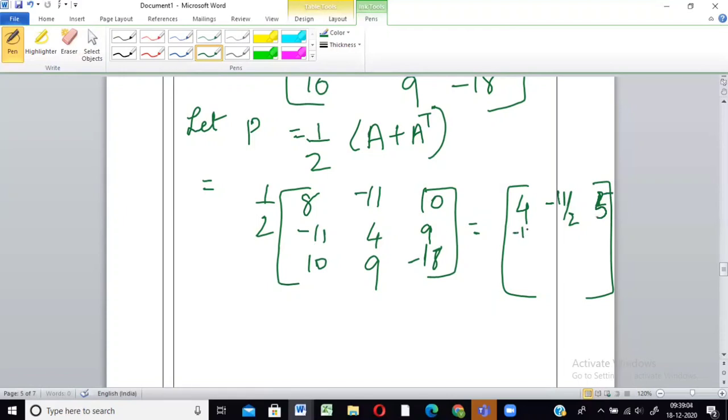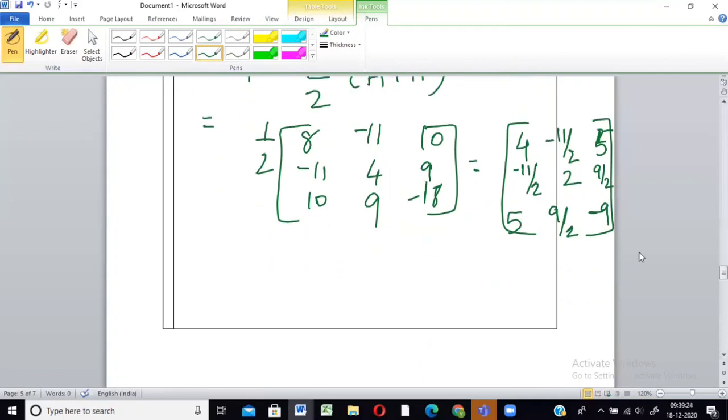Minus, this is 11 by 2 again. 4 divided by 2 is 2. 9 divided by 2, 9 by 2. 10 divided by 2, 5. That's 9 by 2 again. That will be minus 9, right? Minus 18 by 2 is minus 9. Okay. So this is our matrix P now.